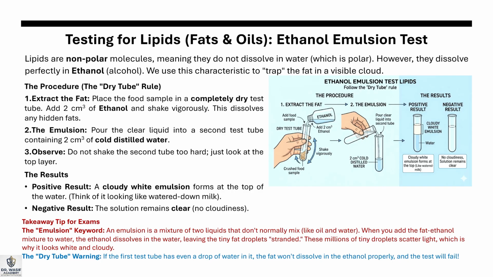As a takeaway tip for your exam, an emulsion is a mixture of two liquids that do not normally mix, like oil and water. So when you add the fat ethanol mixture to water, the ethanol dissolves in the water, leaving the tiny fat droplets stranded. These millions of tiny droplets scatter light, which is why it looks white and cloudy.